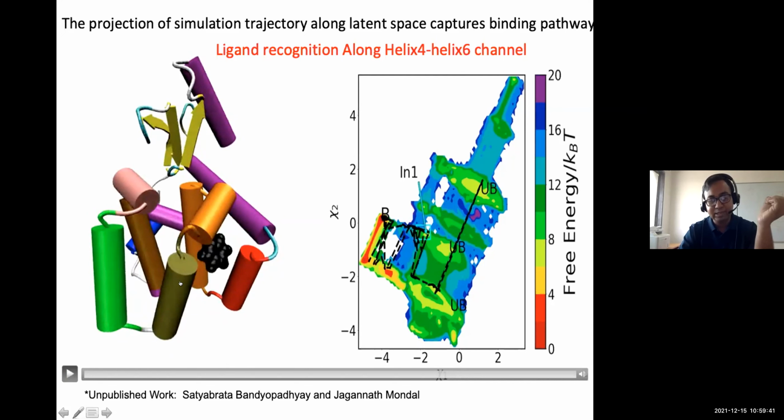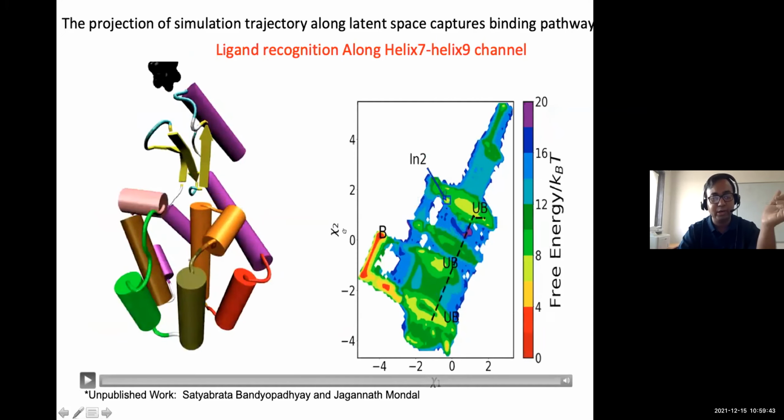Now, if we use the same surface and project it on a different simulation trajectory, we can see whether this can also predict a different way of ligand binding or not.